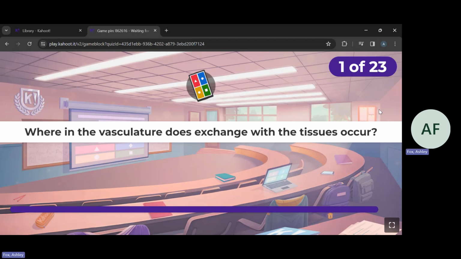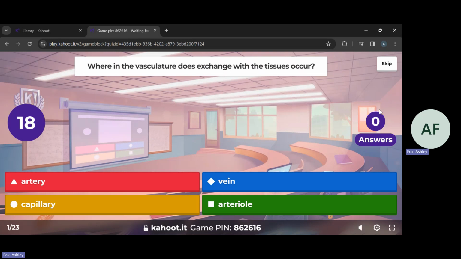Where in the vasculature does exchange with the tissue occur? Does it occur in the artery? Does it occur in the vein? Does it occur in capillaries or in the arteriole?